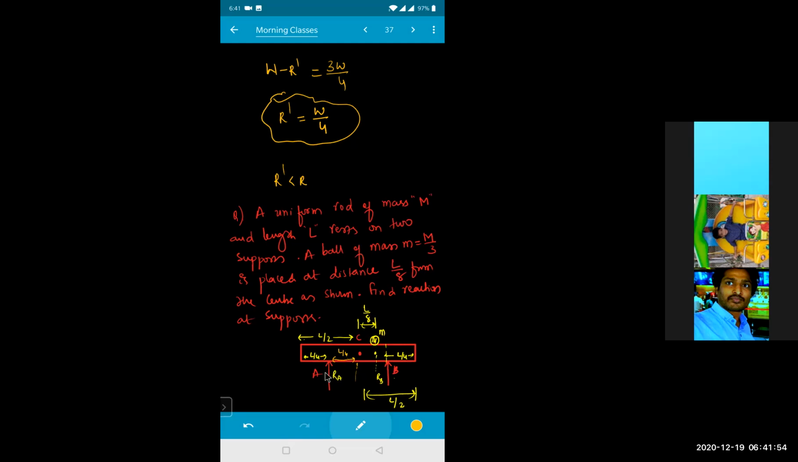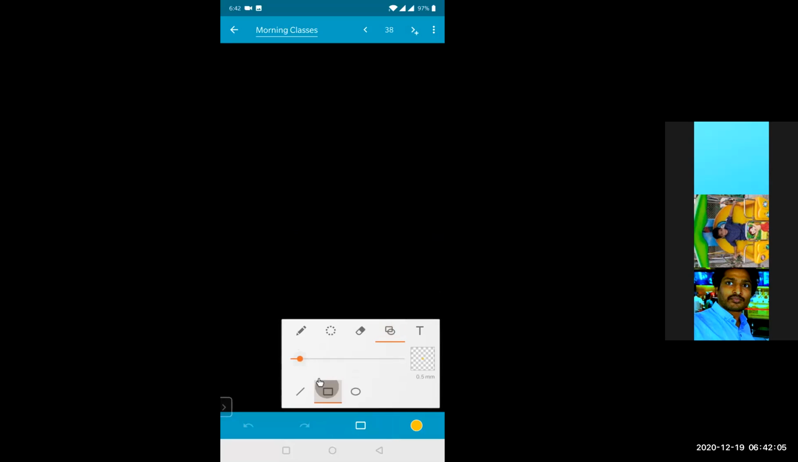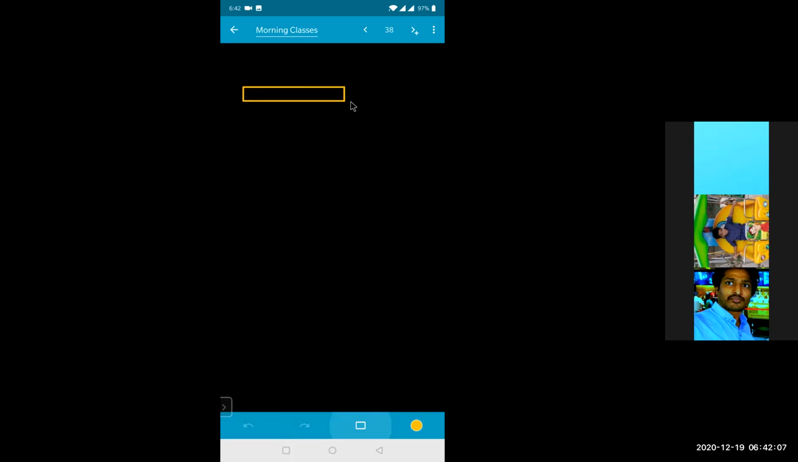So if I take all the forces acting on the rod, this one is A, this is B, this is center C. The weight will be acting in the downward direction. So let me draw the diagram for this one. From the center, one force will act, that is nothing but the weight. Here there is one more mass which has been kept, that is also acting in the downward direction.